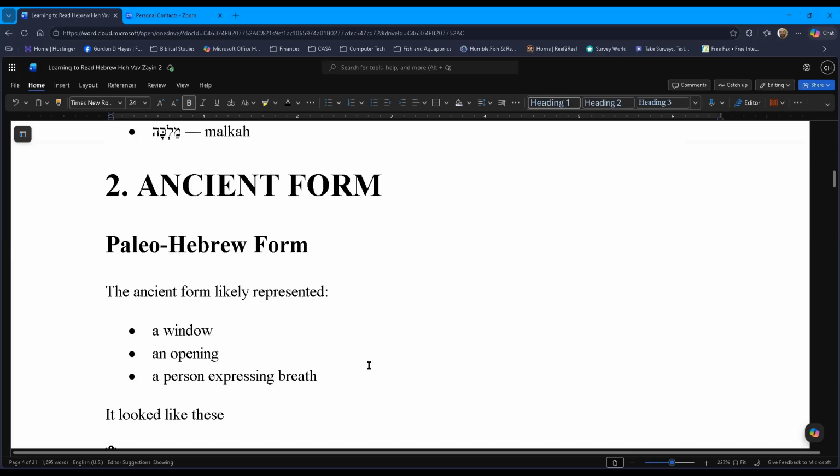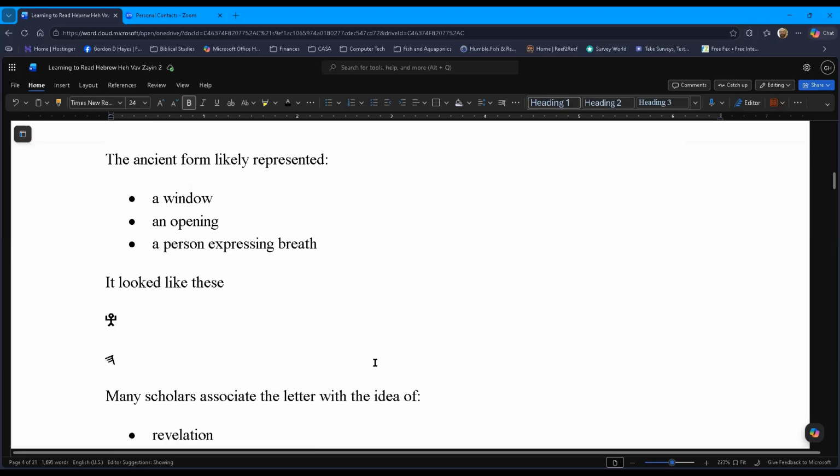So the ancient form most likely represented a window or an opening, a person expressing breath. When we breathe out, especially if we breathe out heavily, we have that sound that comes out. And it would have looked like this. This is the earliest form here, the man with his arms upraised. And then later it became this. And eventually languages change, and through the many different changes, we come up with the letter H today.